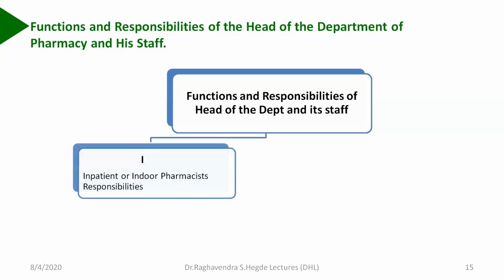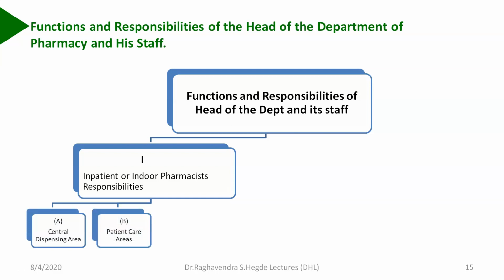So we can see here inpatient or indoor pharmacist responsibilities. Again, the functions and responsibilities of the head of the department and staff mainly stick to the principle of two. It is divided into two: one is inpatient or indoor pharmacist responsibilities, the other is outpatient or outdoor pharmacist responsibilities. Firstly, we are seeing inpatient or indoor pharmacist responsibilities here.